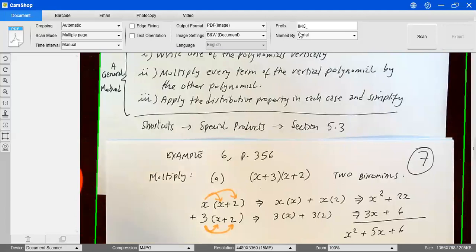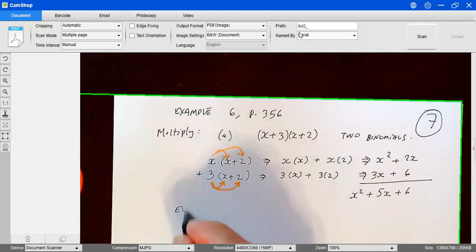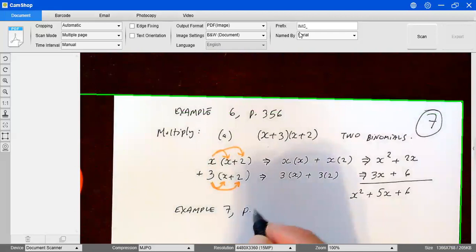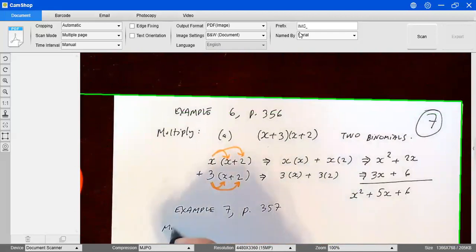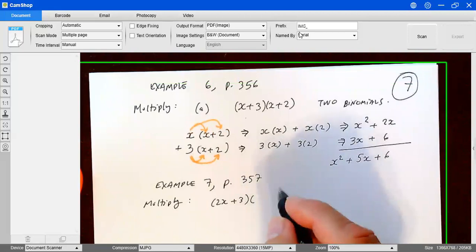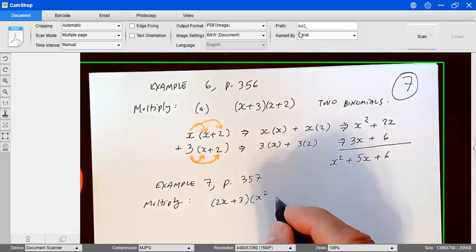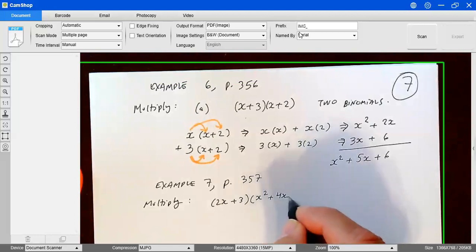Let's see, example 7 is on page 357. So we're gonna multiply, and we have 2x plus 3 multiplying x squared plus 4x plus 5.